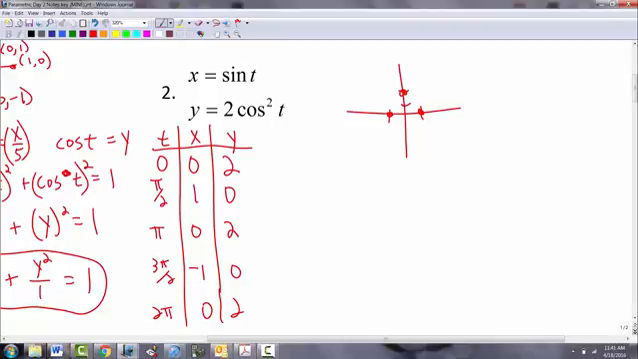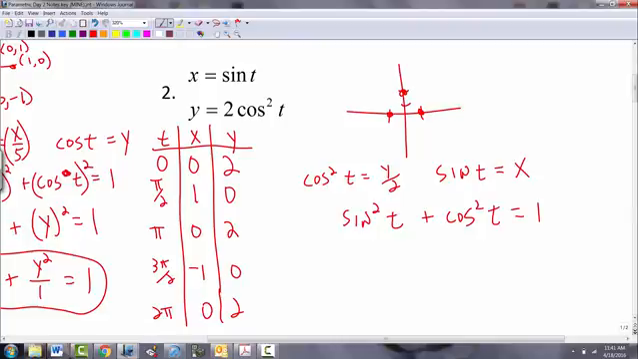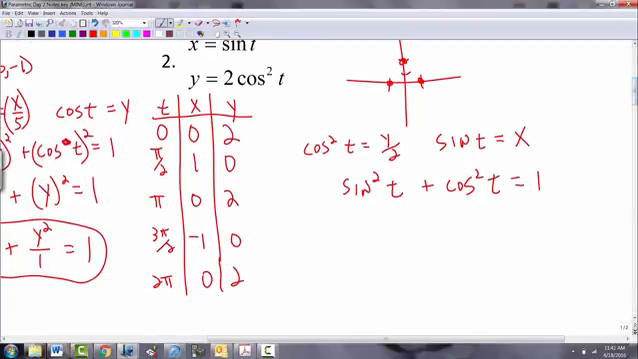So the next thing we should do is, all right, let's look at this rectangularly and then figure out what we have. By the way, it's a parabola. Okay, so cosine squared of t equals y over 2, and just sine of t equals x. And then what do we say is the bridge, I guess? Sine squared t plus cosine squared of t equals 1. What do I put in for cosine squared? Just y over 2. It's already squared. What do we put in for sine squared, though? x squared.